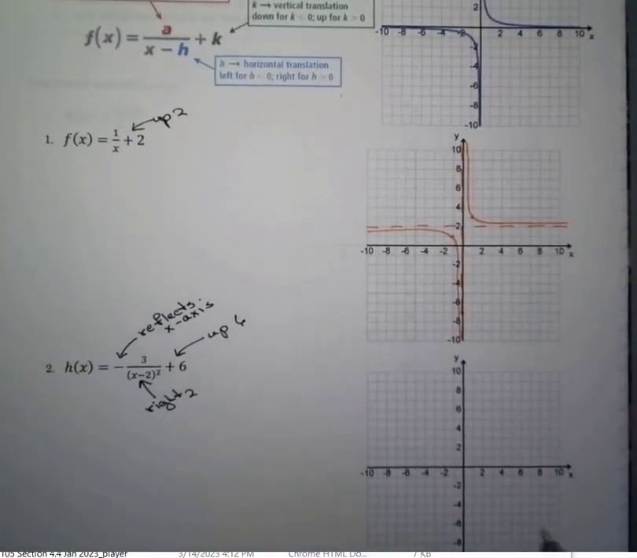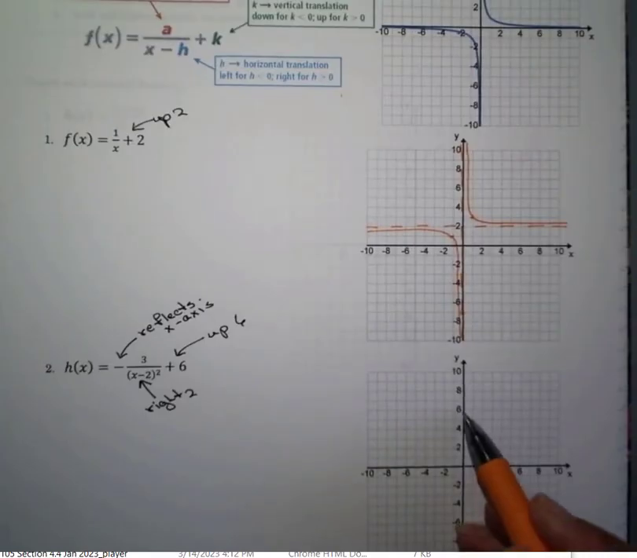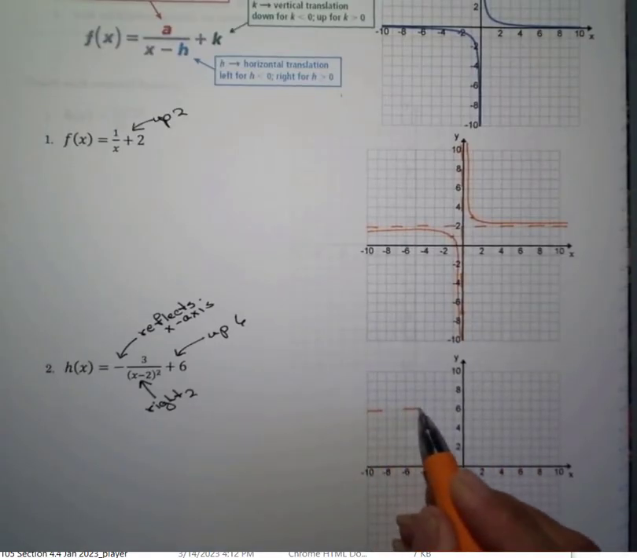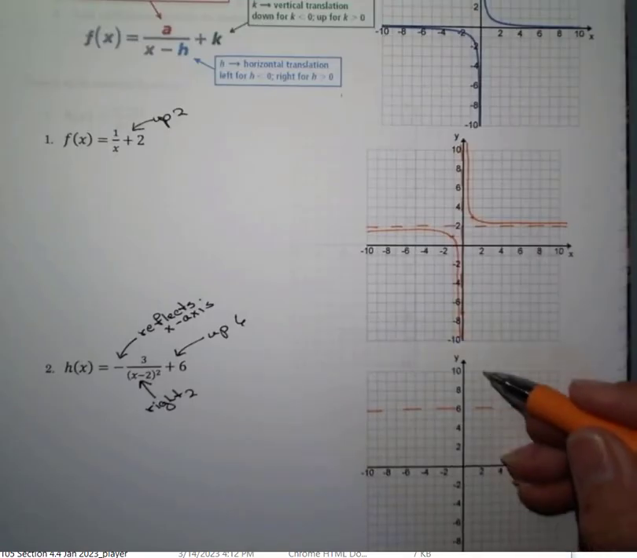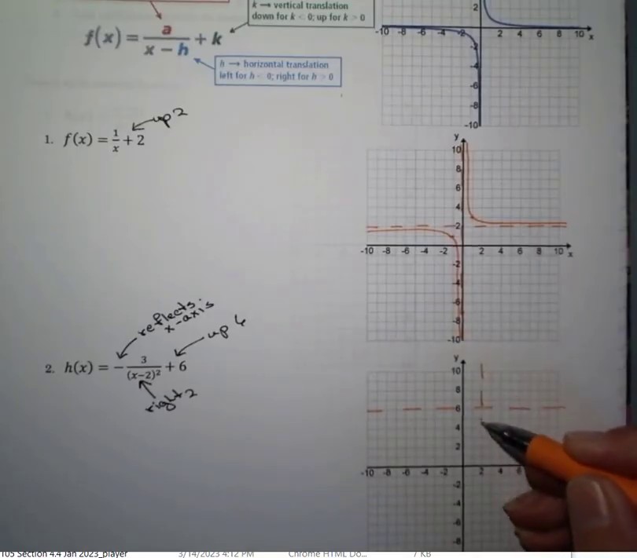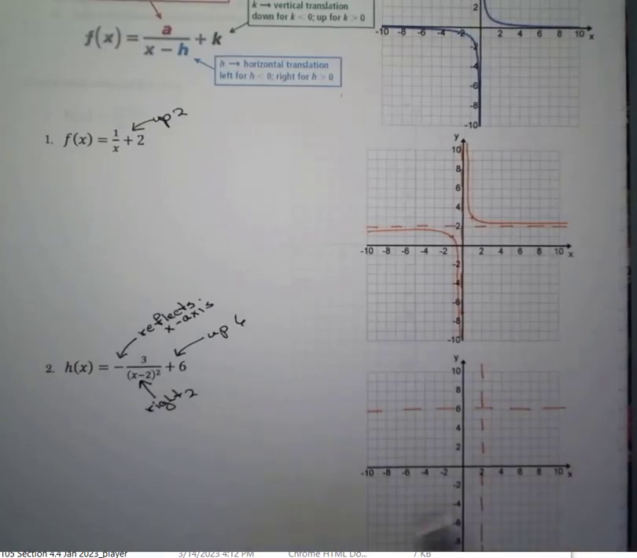So let's see if I can do that. I'm going to go up 6 with the x-axis, and that will be right here, won't it? I don't have to go right with it, but for the y-axis, I'm going to go to the right 2. So I've got new asymptotes. Now, what else did it do? Well, it reflected, didn't it, around the x-axis.